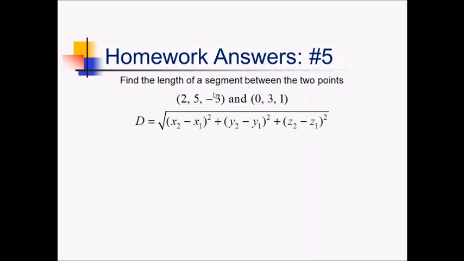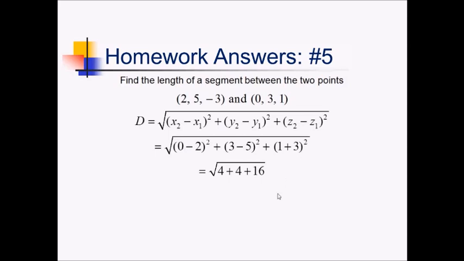So going through, we have 0 minus 2 squared for the x values, 3 minus 5 squared for the y values, and 1 minus -3, or 1 plus 3, squared for the z values. So let's see. That ends up being 4 plus 4 plus 16, so 24 altogether. We can simplify that radical. This is really 4 times 6, so 2 radical 6 if we simplify that.